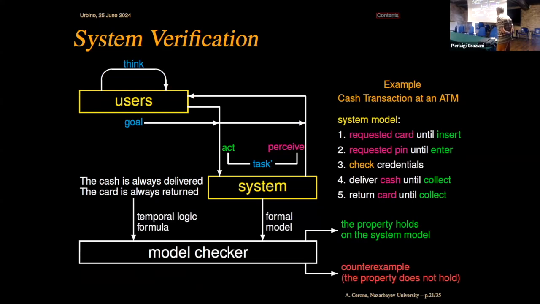Normally, these properties are expressed in temporal logic. We have a formal model of the system, which can be a transition system, a rewrite system, a Petri net, many things. And then you have a model checker, which is a tool that, given the property expressed as a formula and the model of the system, tells you whether the property holds on the system, or if it doesn't hold, it provides a counterexample. So a kind of trace of behavior that tells you that it actually doesn't match the formula.